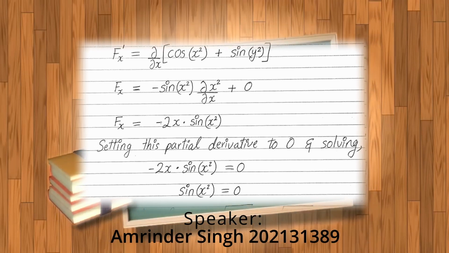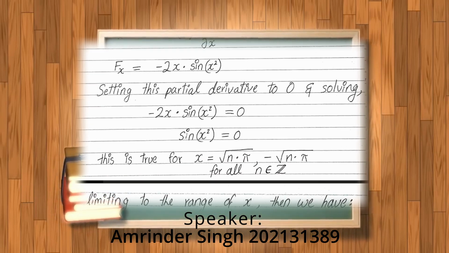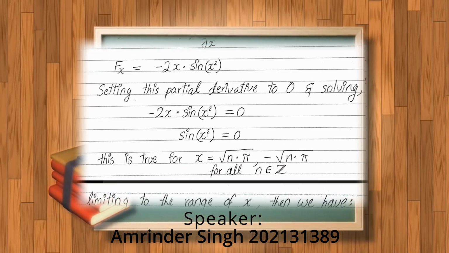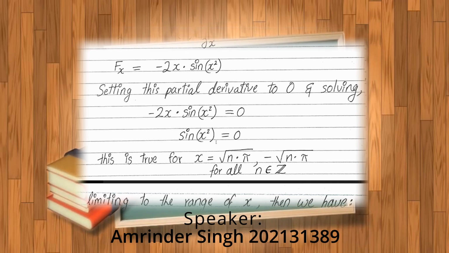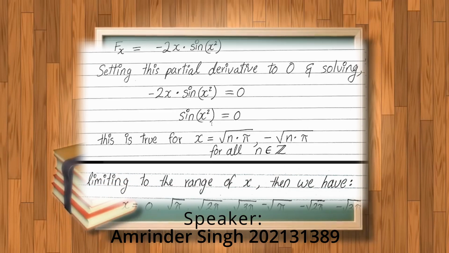Now setting this partial derivative to 0, we can find the values for x, which requires sine of x squared equals 0. This is true when x is the square root of n times pi or negative square root of n times pi, for all integers n.